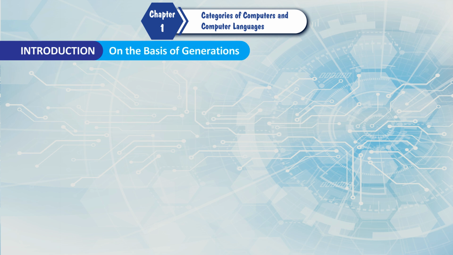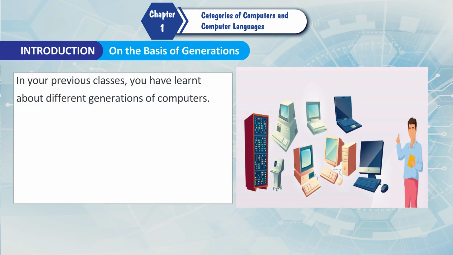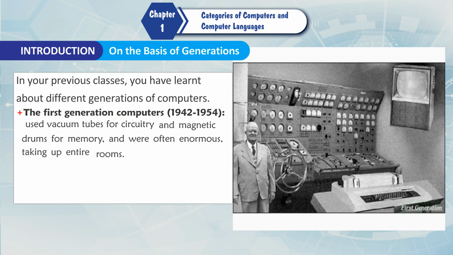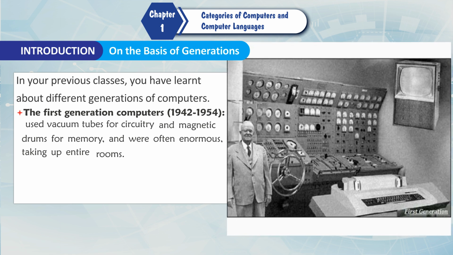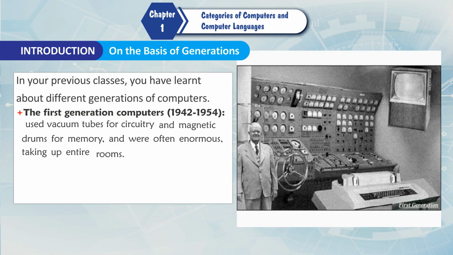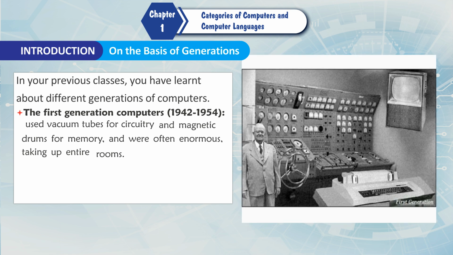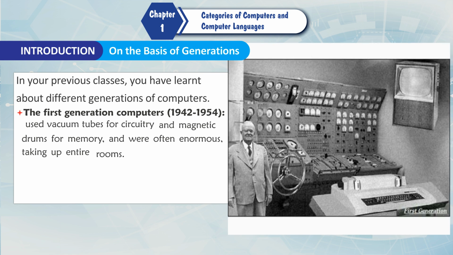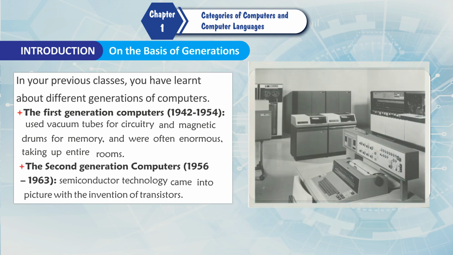On the basis of generations. In your previous classes, you have learnt about different generations of computers. The first generation computers, 1942 to 1954, used vacuum tubes for circuitry and magnetic drums for memory and were often enormous, taking up entire rooms.